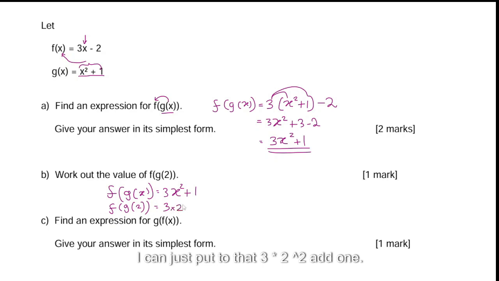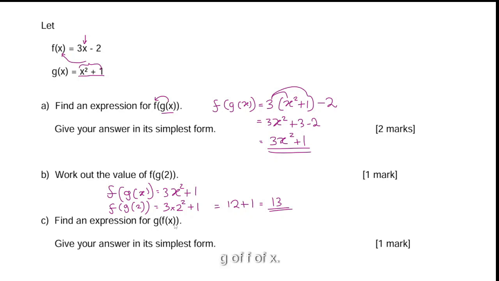3 times 2 squared add 1. Now, indices first. 2 squared is 4. 4 times 3 is 12 and 1. The answer for part B is 13. Part C. Find an expression for g of f of x.